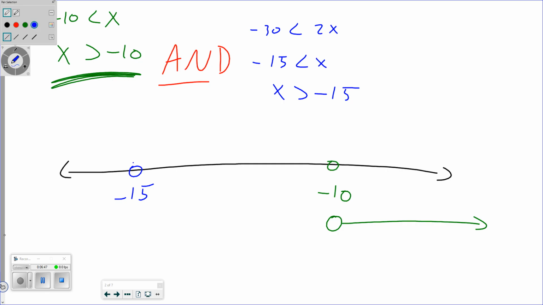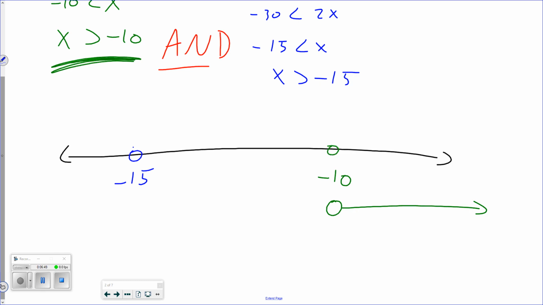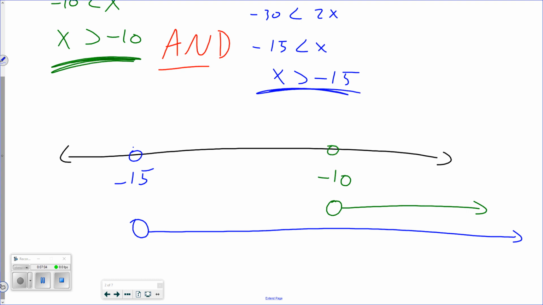For the blue one, I need x to be greater than negative 15. So if I draw my blue line right here, I go to the right forever. I want everything bigger than it. So from negative 15 onwards is my blue inequality, this one right here. So now I'm going to look at both these inequalities and figure out, well, what's the overlap of the two?